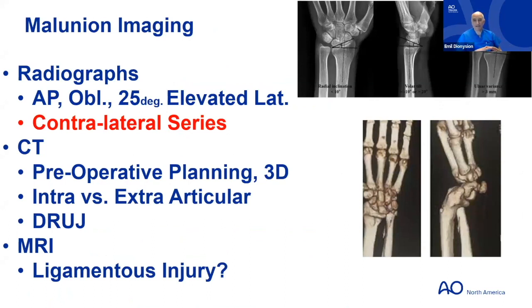Now, how do we image for this problem? Definitely, we want to get a contralateral X-ray to know the normal or theoretical normal level of the original alignment, so that we know how much we have to correct. Especially getting that 25 degrees elevated lateral will allow us to see the intra-articular segment to see if there's a significant step up. CT scans can be helpful, especially a 3D image, so that we can know what we are dealing with, where the maximum area of the deformity is, and also consider MRI if there's worry about a ligamentous problem.